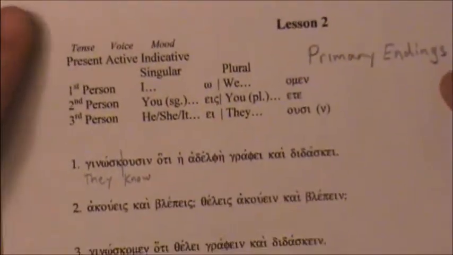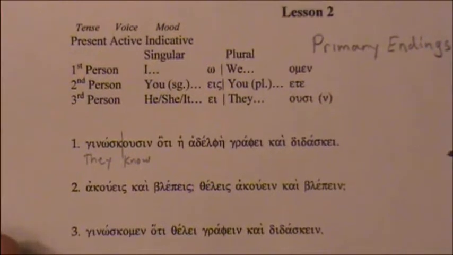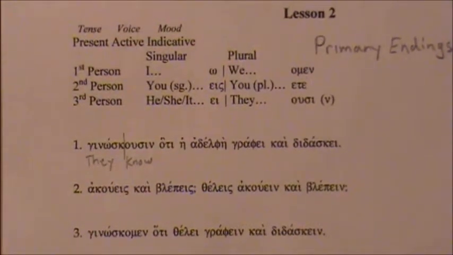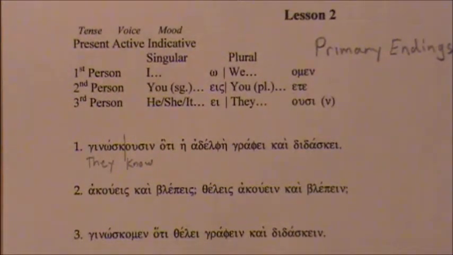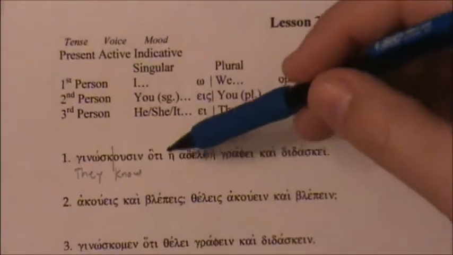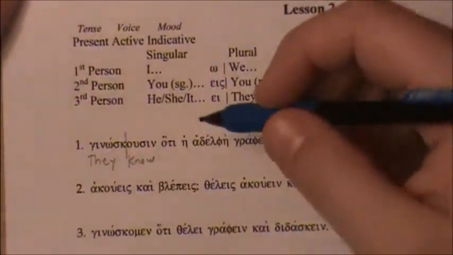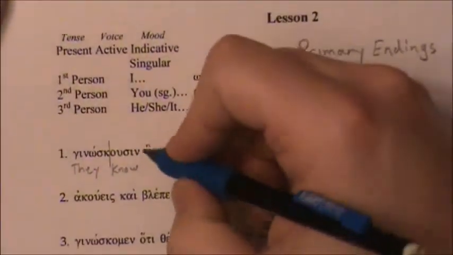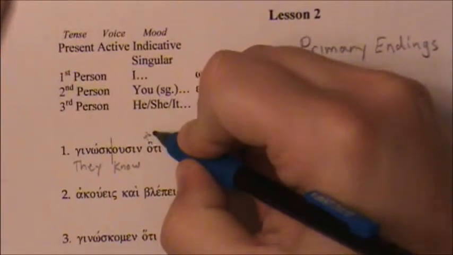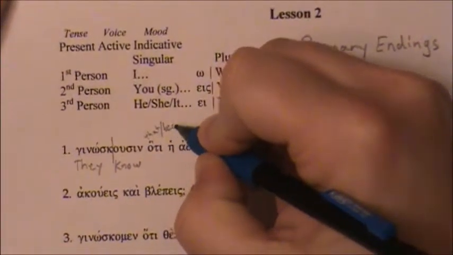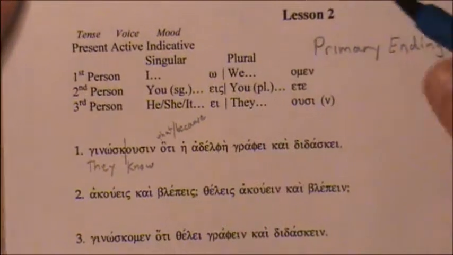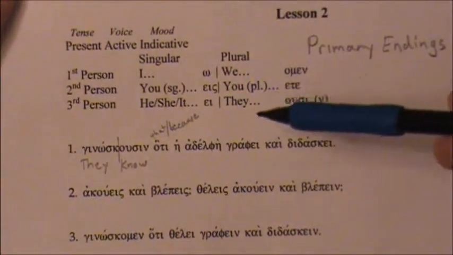And then hoti is next. We know that means because, or it can mean that. Well, your context will tell you which one it is. So they know that or because. And then, so we can put, how about that slash because above it.